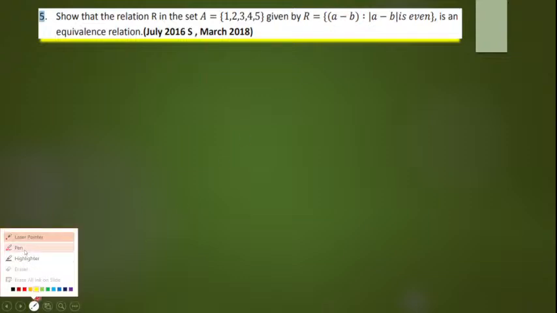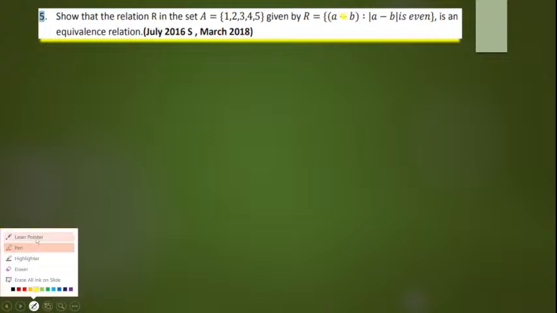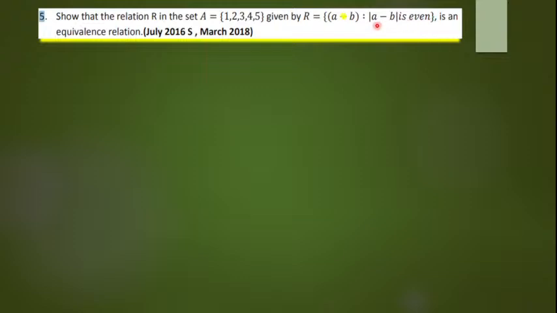See here, and your relation R is given by what? A minus b. Sorry, make a correction: it is an ordered pair a comma b such that modulus of a minus b is an even number. Modulus of a minus b should give you an even number is an equivalence relation. So we'll go for these things. This is asked in 2016 and 2018.